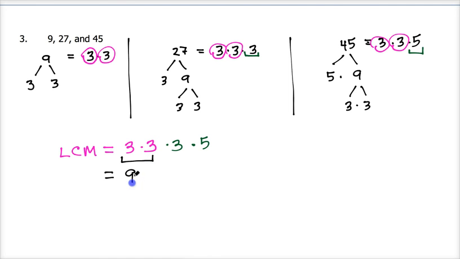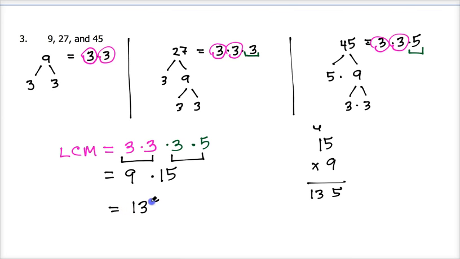Well, 3 times 3 is 9. And 3 times 5 is 15. So now I just need to multiply 15 times 9. And 15 times 9 is 135. So the LCM of 9, 27, and 45 is 135.